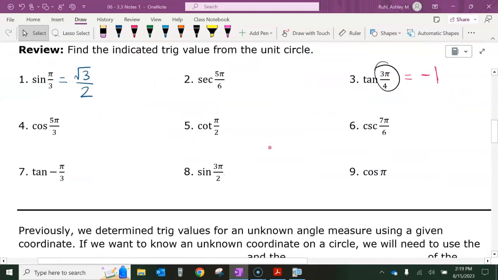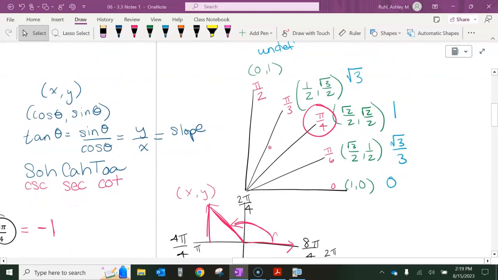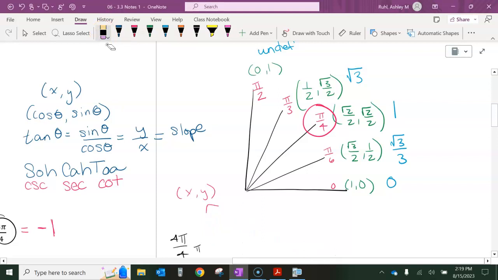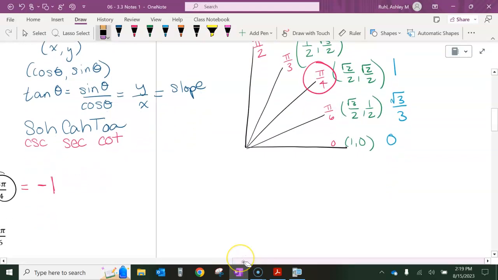If I come down here and I do cosine 5 pi over 3. So now I need to know 5 pi over 3. I've got to figure out which quadrant 5 pi over 3 is going to be in. I mean, it's on my unit circle, and if I have my entire unit circle memorized, then I'm fine. I know exactly where it is.